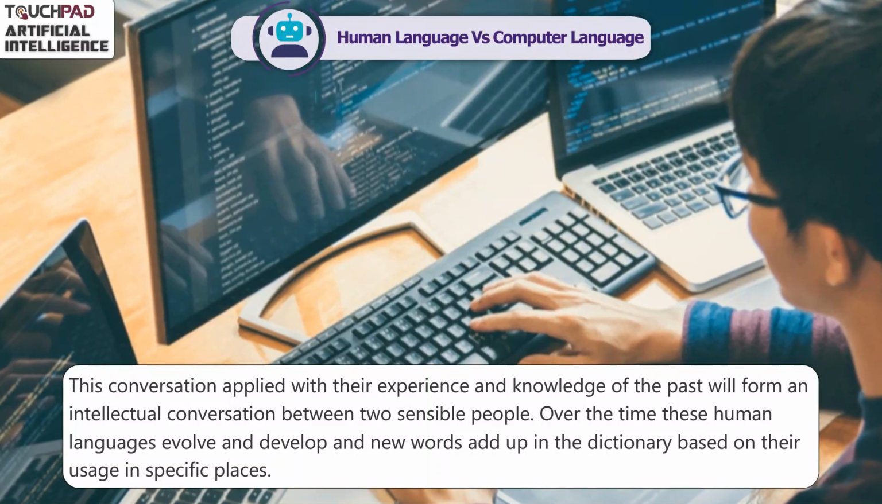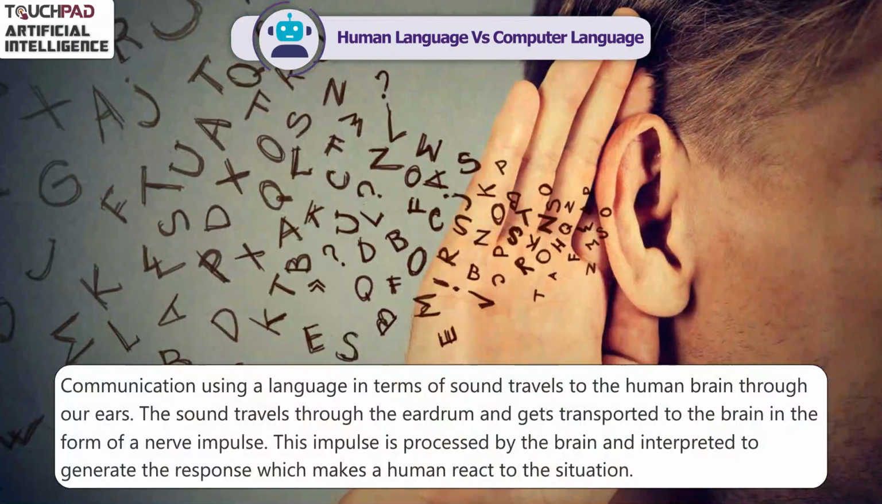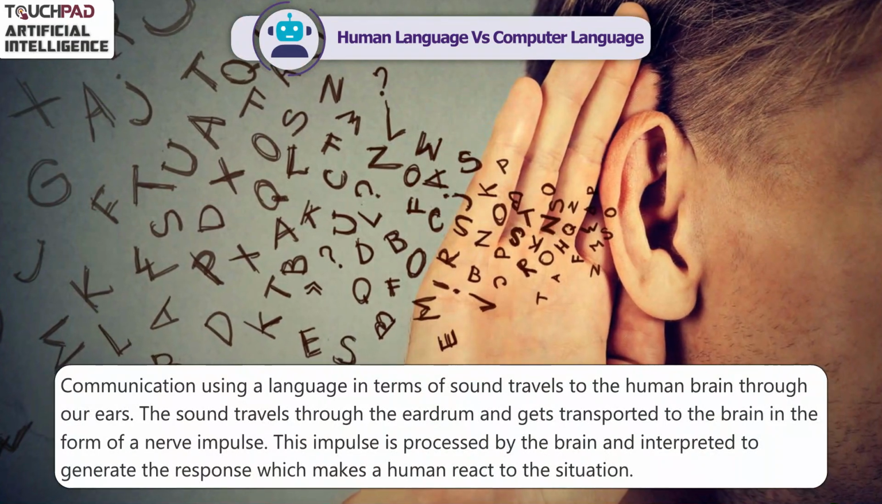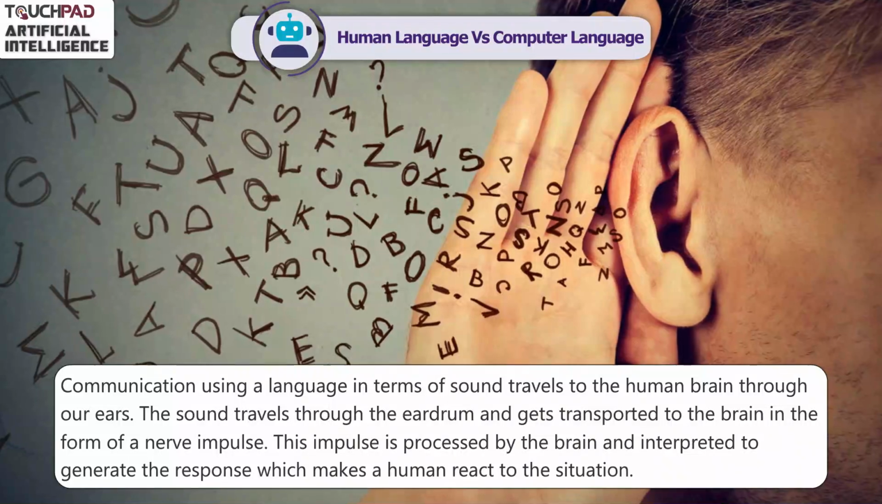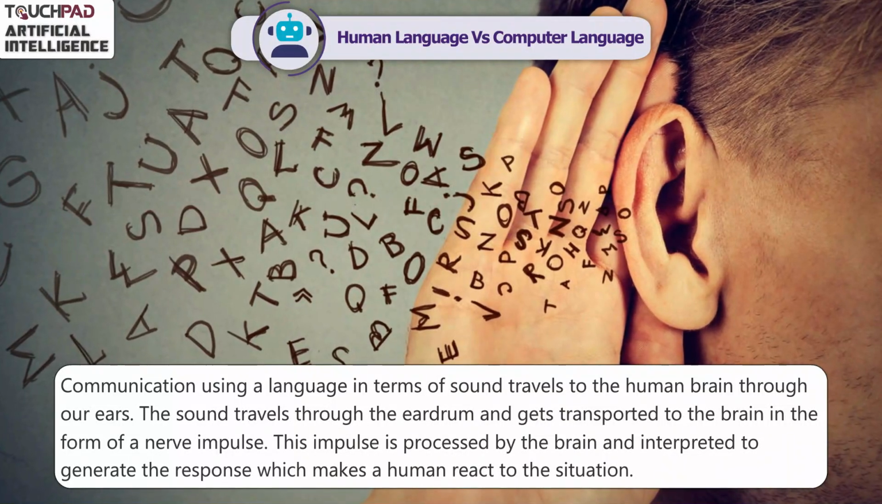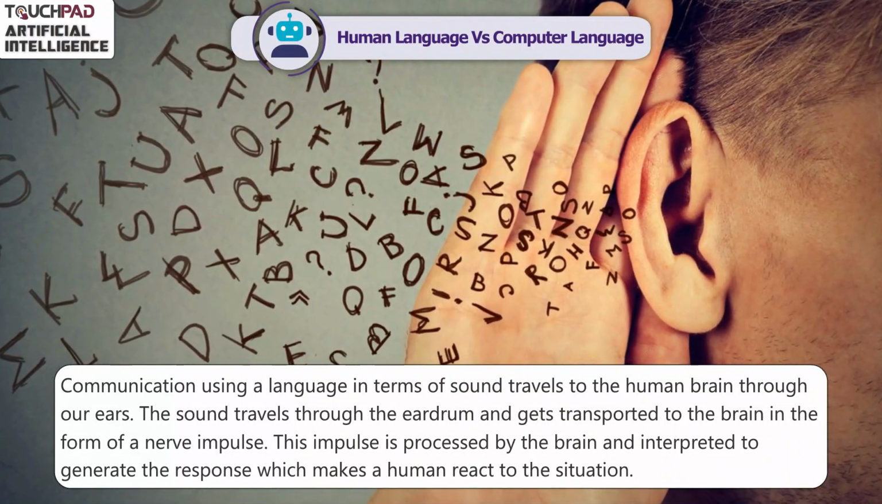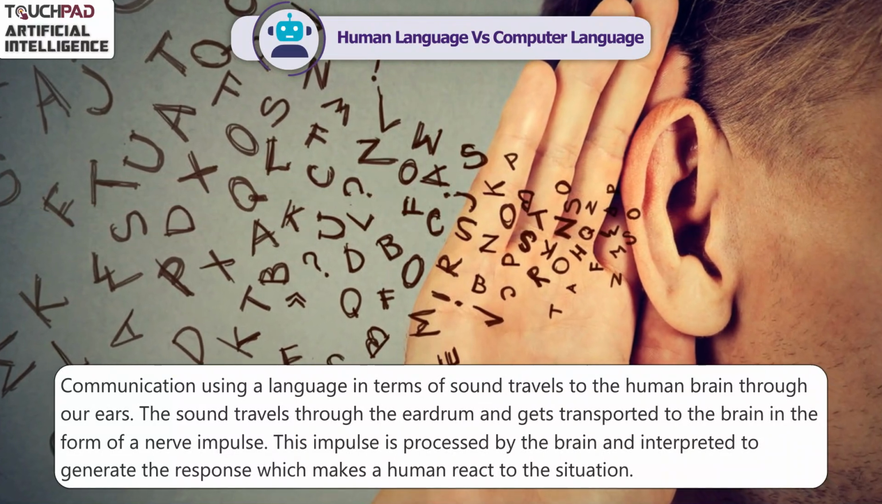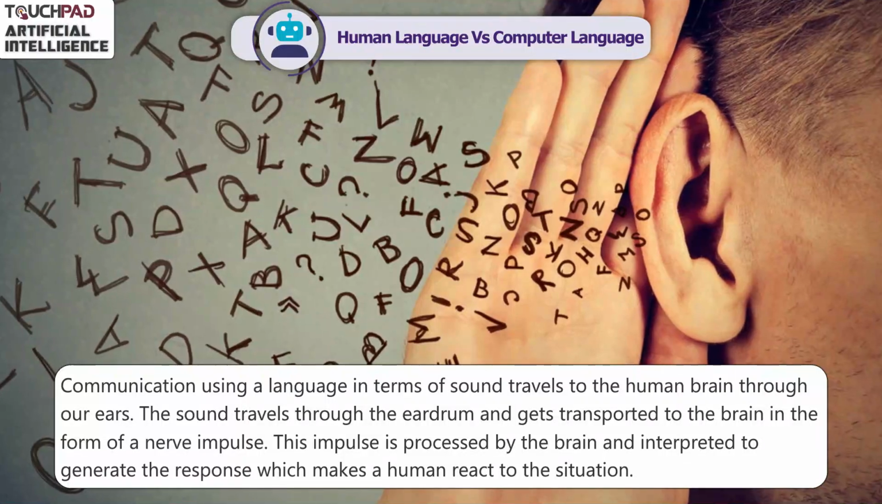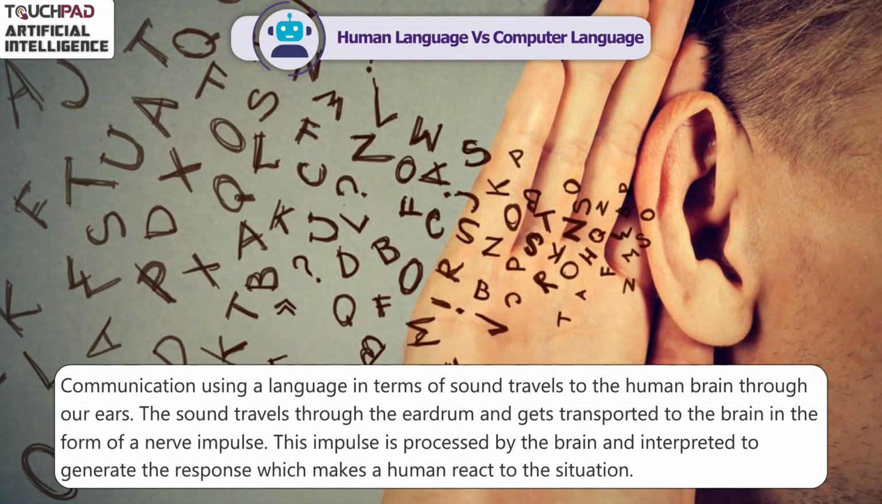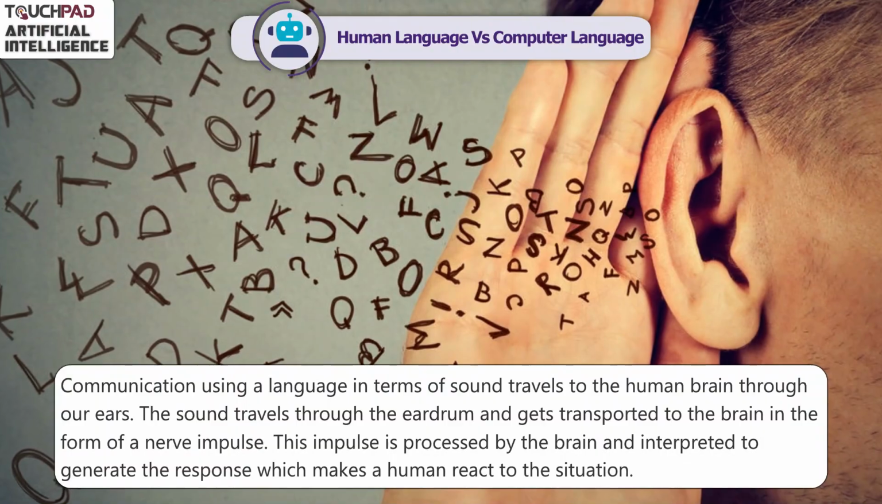Communicating using a language in terms of sound travels to the human brain through our ears. The sound travels through the eardrum and gets transported to the brain in the form of a nerve impulse. This impulse is processed by the brain and interpreted to generate the response which makes a human react to the situation.